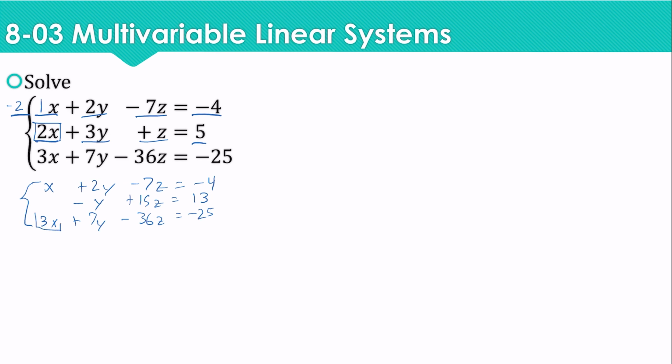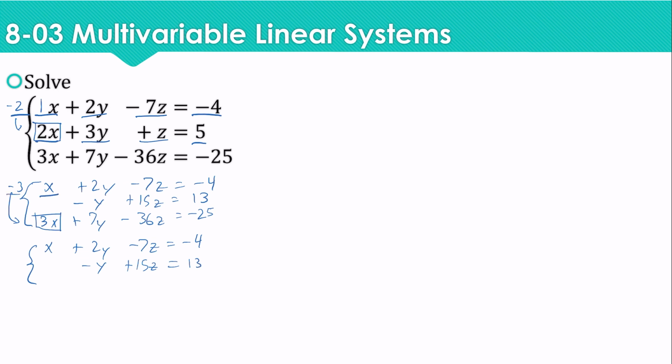Now let's get rid of that x. We could multiply the first equation by negative 3 and add it to the third one. Top equation won't change. Second equation won't change. I'm just changing the third equation.